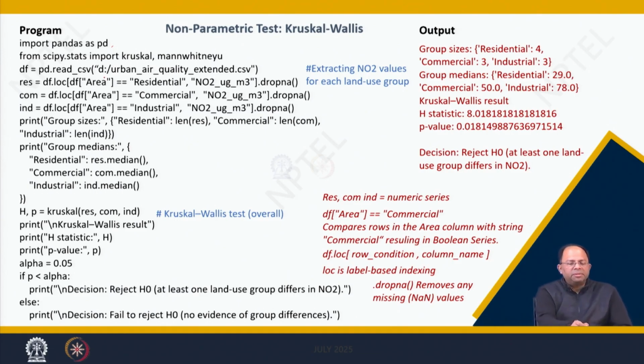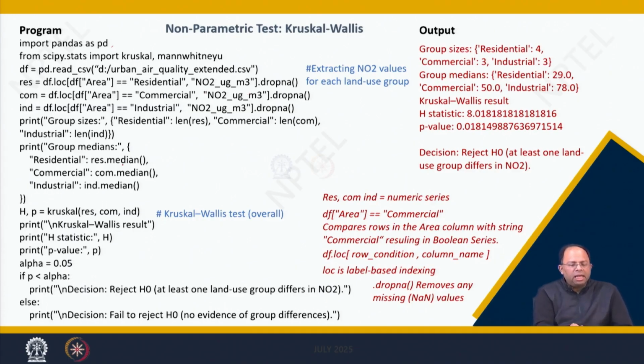And we are reading the CSV file into the data frame, and then we are first extracting the NO2 values for each land use group, and also making sure that we are not accepting empty values. And then you can see over here, for residential we are taking the NO2 values and calculating the median out of that.